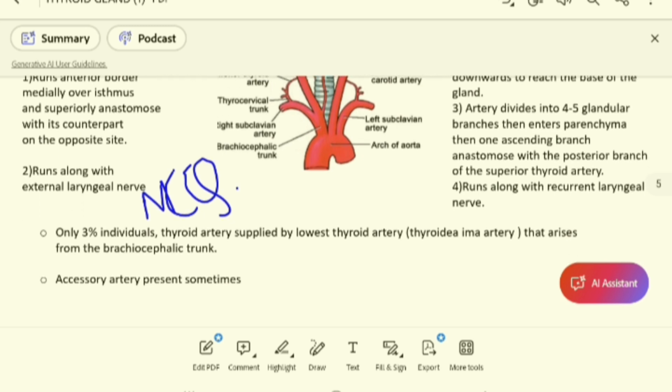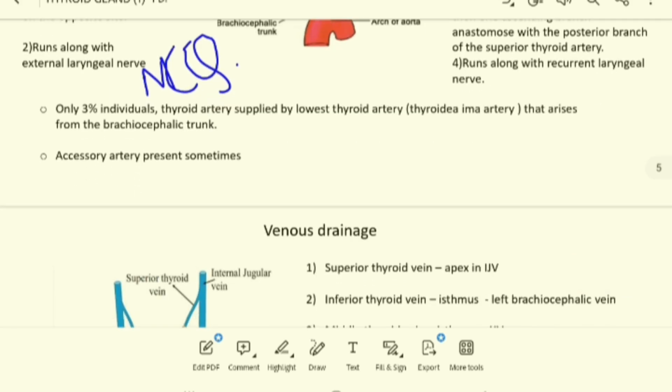Now, in only 3% of individuals, the thyroid is supplied by the lowest thyroid artery, the thyroidea ima artery, that arises from the brachiocephalic trunk. Accessory artery is present sometimes.